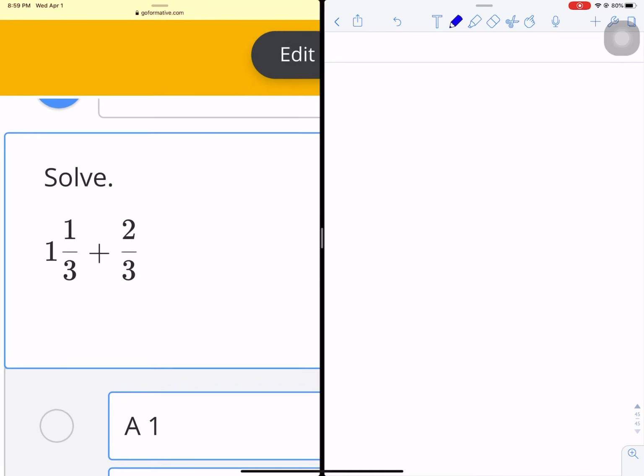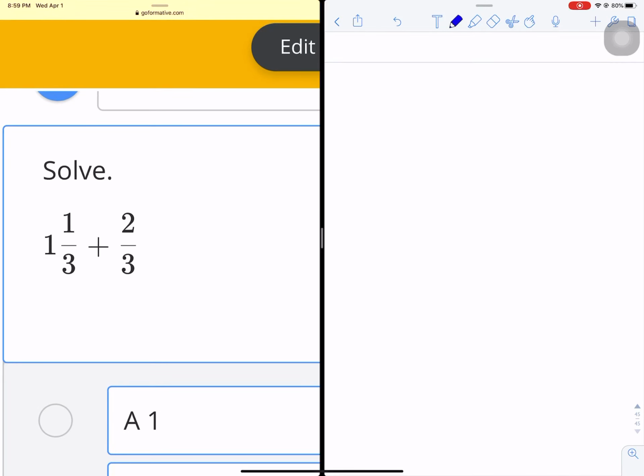This one I did not show you mixed numbers. I can show you that now though. So 1 1/3 plus 2/3.